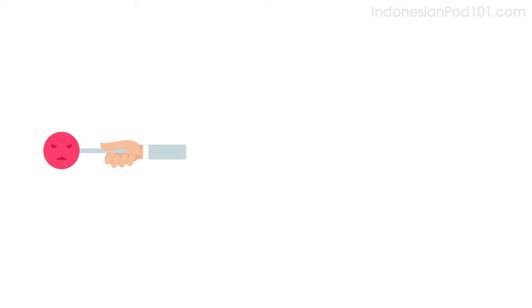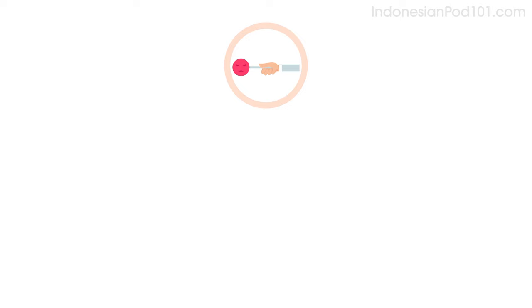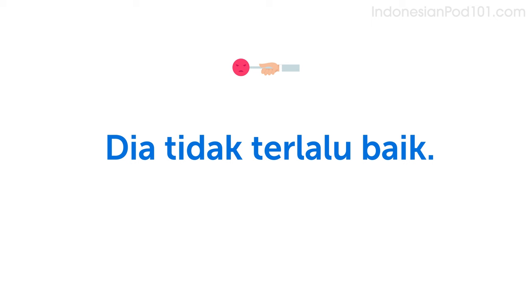Now imagine she's not too good. Do you remember how to say not too good? Tidak terlalu baik. Say, she's not too good. Dia tidak terlalu baik. Now answer the question saying she's not too good. Bagaimana ibumu? Dia tidak terlalu baik.